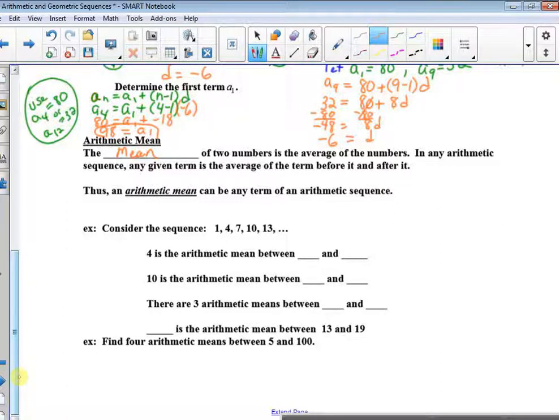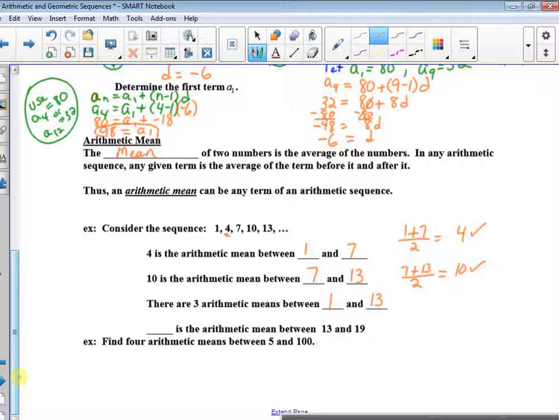So consider the sequence 1, 4, 7, 10, 13. Again, it's a common difference of 3. 4 is considered the arithmetic mean between 1 and 7. If you take 1 plus 7 and divide by 2, you get 4, which is the number right in the middle. That's what it's talking about. 10 is the arithmetic mean between 7 and 13. If you took 7 plus 13 and divided by 2, you would get 10. There are 3 arithmetic means between 1 and 13: 4, 7, and 10.